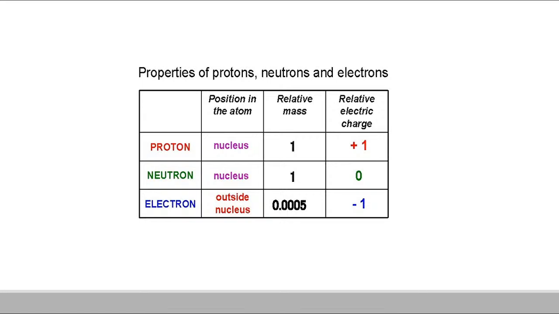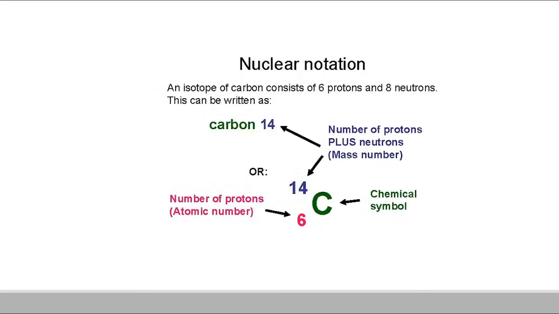Properties of protons, neutrons, and electrons. Position in the atom: proton in the nucleus, neutron in the nucleus, electron outside the nucleus. Nuclear notation. An isotope of carbon consists of 6 protons and 8 neutrons. This can be written as carbon-14. The mass number is the number of protons plus neutrons, 6 plus 8, and the atomic number is the number of protons, 6, with the chemical symbol C.